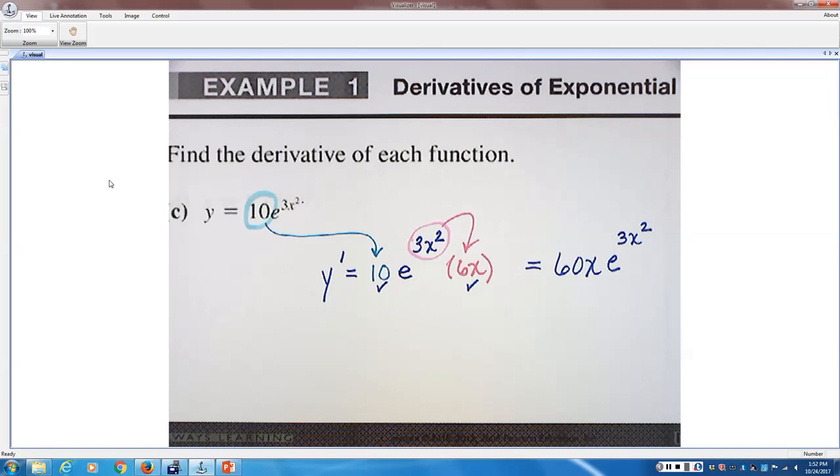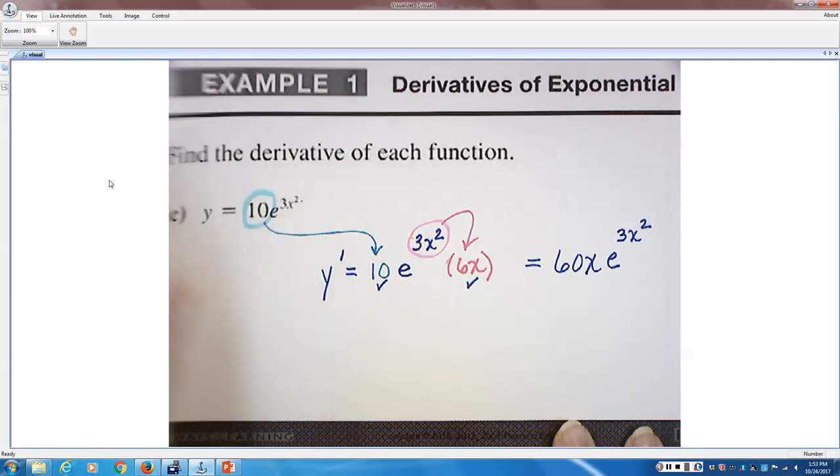Any questions on that one? Anybody? So you just take the original function and multiply it by the derivative of the exponent? Yes. As long as the base is e. It has to be base e. If the base is not e, then you just take the natural log of whatever the base is and add that right in with everything else. Okay? Don't overthink this one. It would be very easy to overthink things.